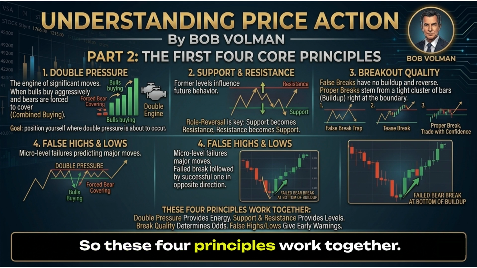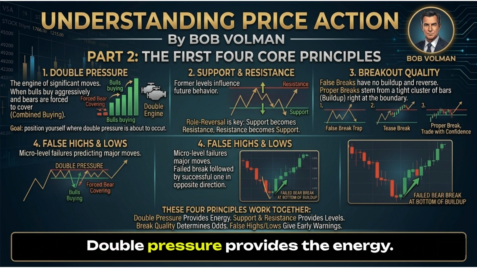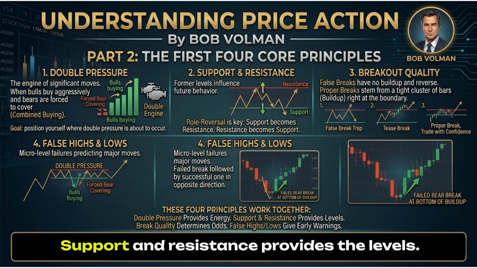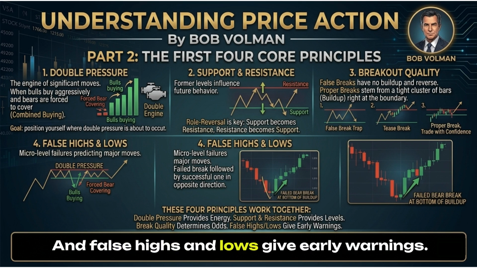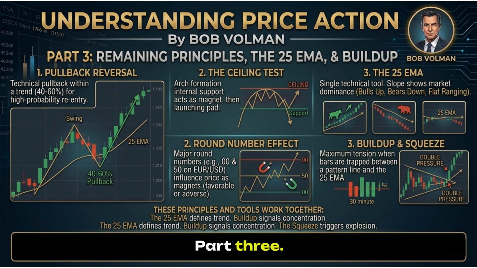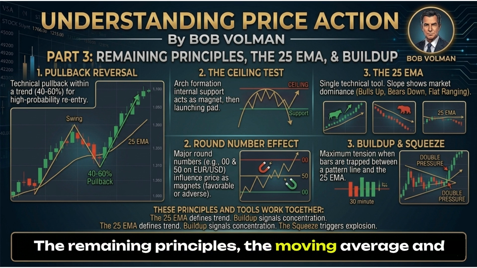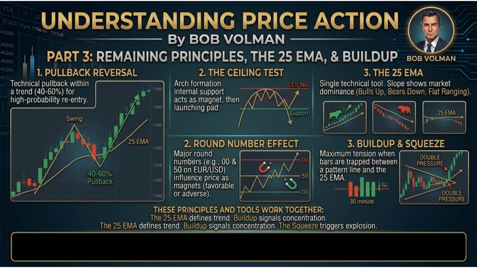So these 4 principles work together. Double pressure provides the energy. Support and resistance provides the levels. The quality of the break sets the odds. And false highs and lows give early warnings. Part 3. The remaining principles, the moving average and buildup.